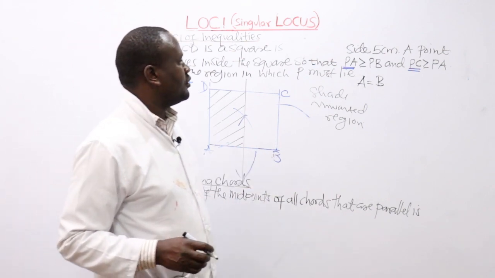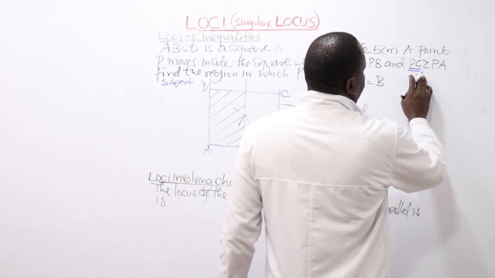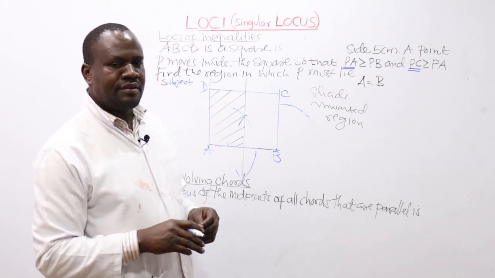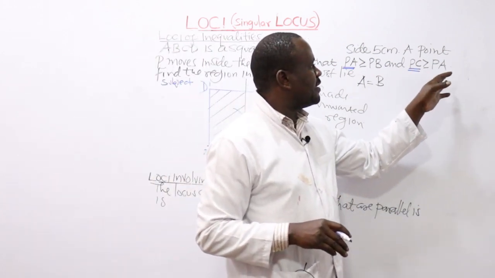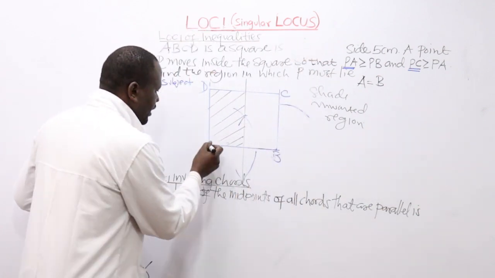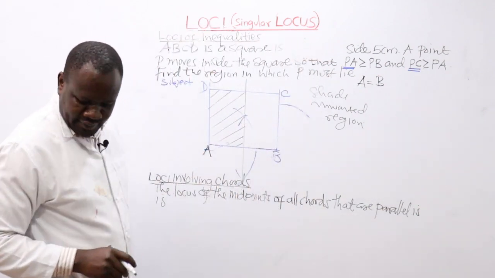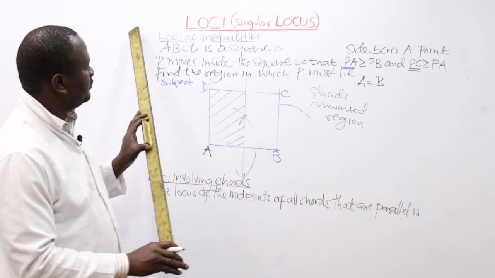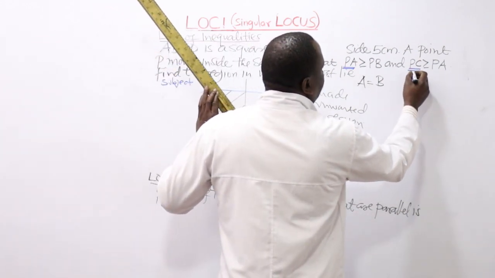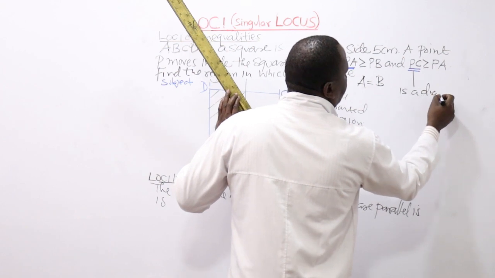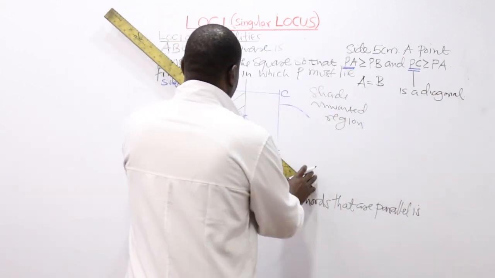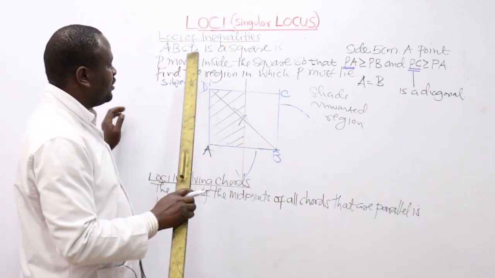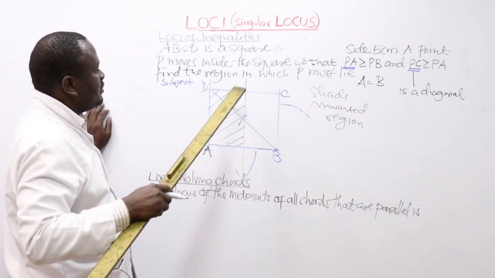Now let's look at the other information. First of all, let's ignore P. Let's say there is a point that moves such that it is equidistant from C and A. First, we get that locus. You don't need to construct it. This is a square, so that locus is a diagonal. We simply get the diagonal. The diagonal is equidistant from A and C.